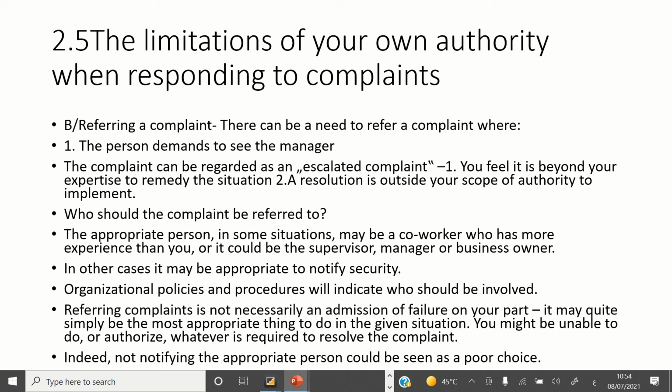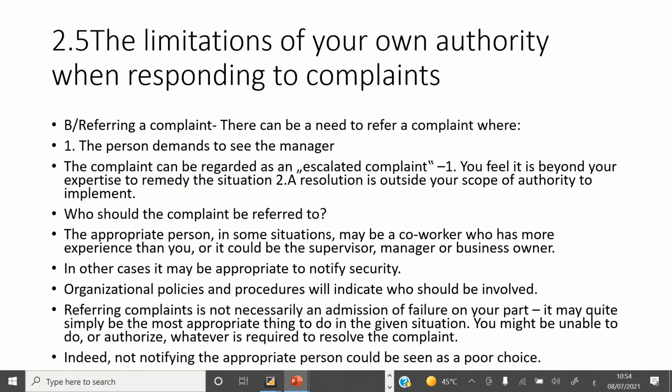The policies and procedures indicate who should be involved. So usually you will find to whom you have to escalate your issue inside the organization's policies and procedures. They will inform you exactly what you have to do if you have an unhappy customer and the stated issue is out of your scope. This can also be defined as referring a complaint. Referring means transferring or moving the complaint out of your hands to another person.